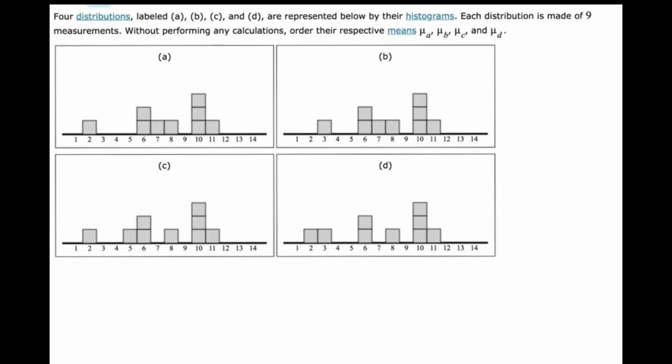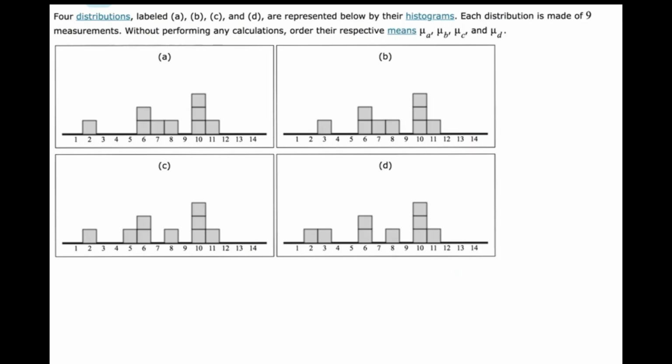In this video, we will see an example of comparing means without calculations. We're given 4 distributions labeled A, B, C, and D, which are represented below by their histograms. Each distribution is made of 9 measurements. We need to order their respective means, mu sub A, mu sub B, mu sub C, and mu sub D, without performing any calculations.